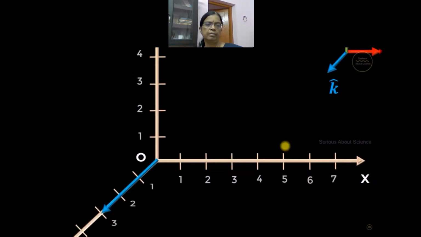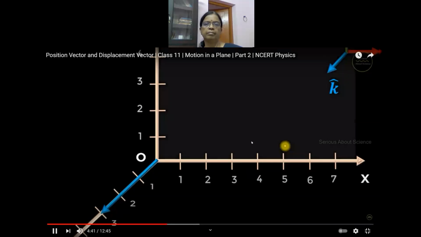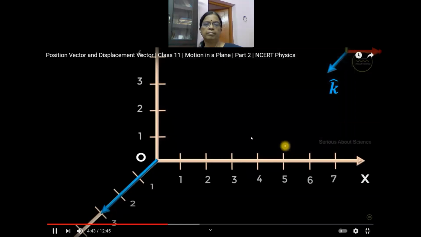But in this chapter, we will not account for the third dimension or z axis. We are considering only motion along a plane. We need only 2 axes, so here we will not account for the z axis or k cap.